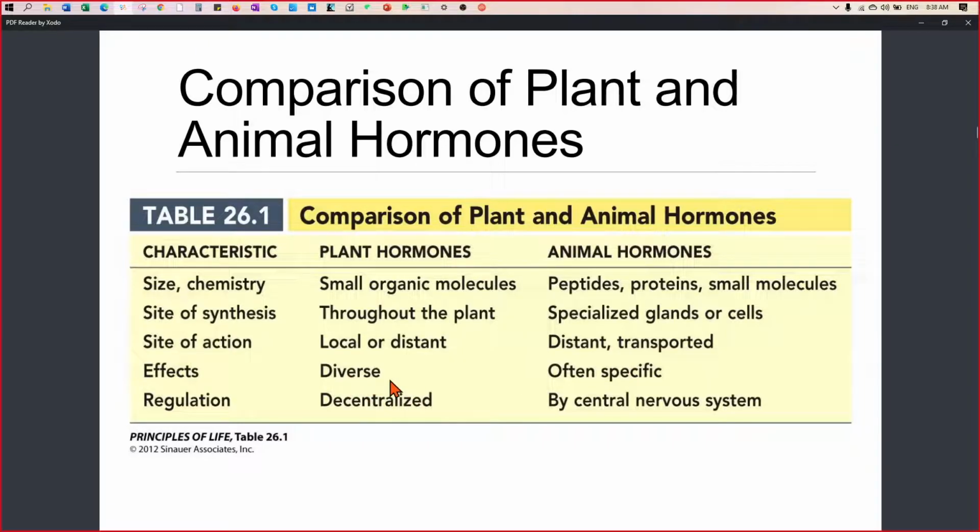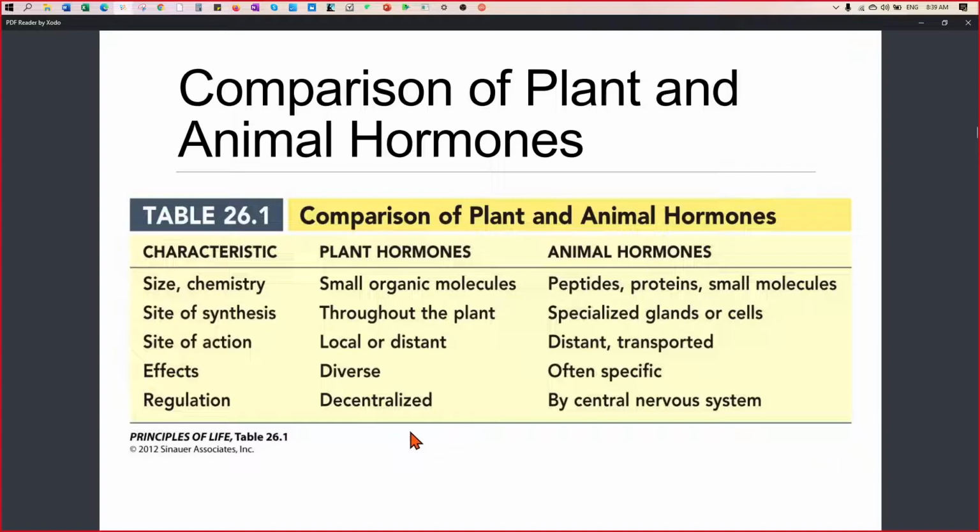And the effects of the hormones are very diverse. Effects of animal hormones are very often specific. This point you need to bear in mind. Plant hormones, like what you have learned so far, auxin, gibberellin, abscisic acid, and so on, can have a multitude of functions. But hormones in animals are very specific. Luteinizing hormone is involved in the release of the eggs from the follicles in the ovary. Luteinizing hormone has nothing to do with controlling your growth to make you taller. So the action is very, very specific.